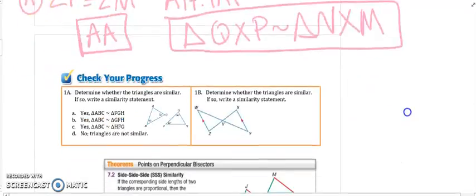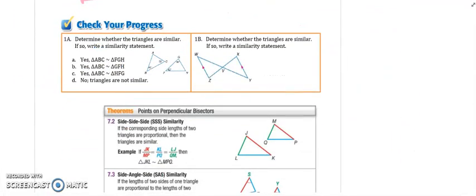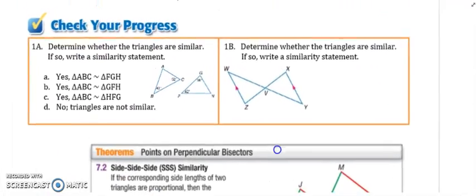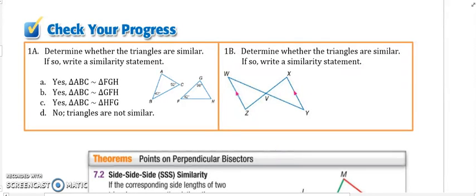Great. Okay, I want you to pause the video, work these two, check your progress, and then start the video back and check yourself.